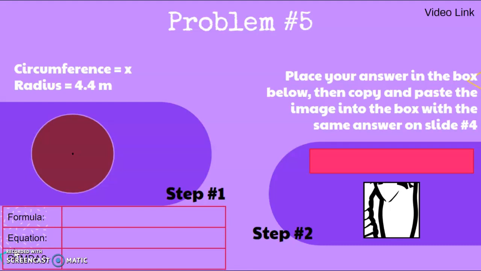But problem number 5 is just like problems number 1 and 2. You're going to go through the same steps. So I'm not going to walk you through that. If you do need a reference, go ahead and look at those videos to remind you what you need to do to solve for a circumference with a radius of 4.4.